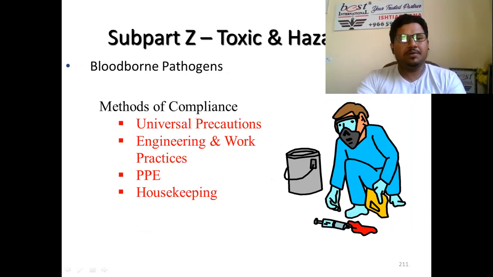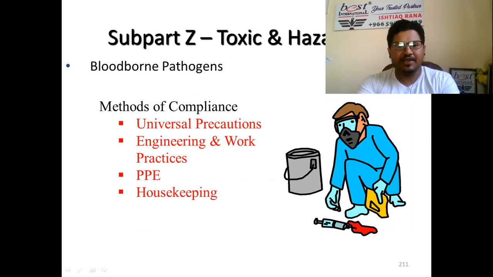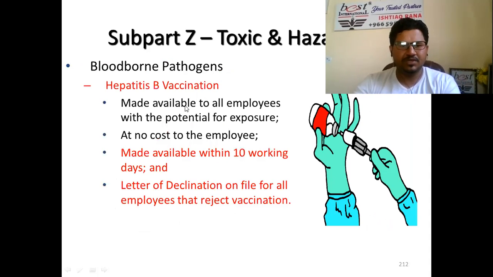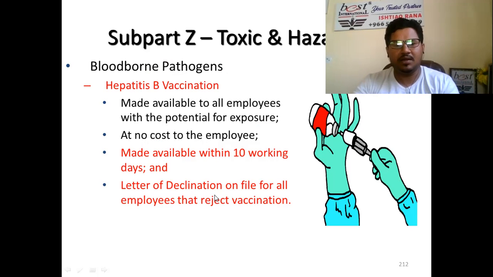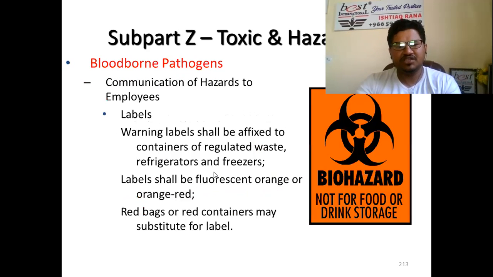Okay, so make sure you have proper compliance, like universal precautions are being followed, engineering and work practices are being followed, and even PPE and housekeeping, like I mentioned. Make sure the vaccination is there, not only for hepatitis B, even for other viruses like COVID-19, and plenty of other vaccines are available now. Made available within 10 working days. That's important, and at no cost to the employee. So make sure there is a letter of declination on file for all employees that reject vaccination.